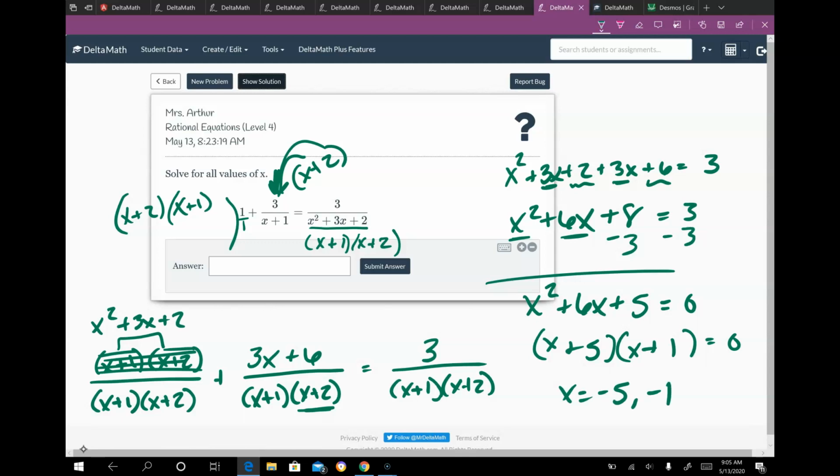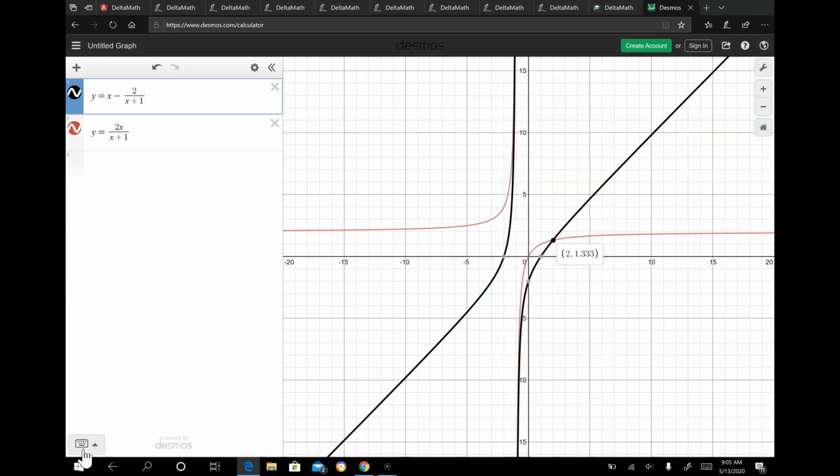Now, you have to check those answers. Can you plug negative 1 into this denominator? What is negative 1 plus 1? 0. Can you have 0 in the denominator? No. So we're going to reject that answer, and your answer is just negative 5. Okay? So let's go to Desmos.